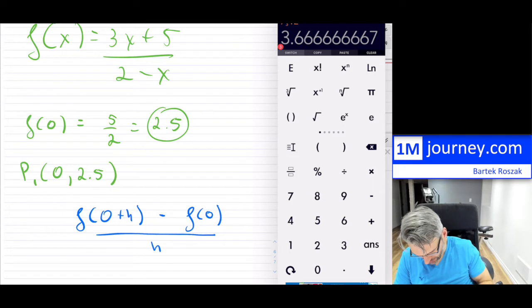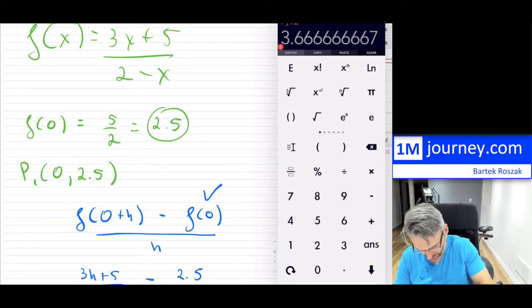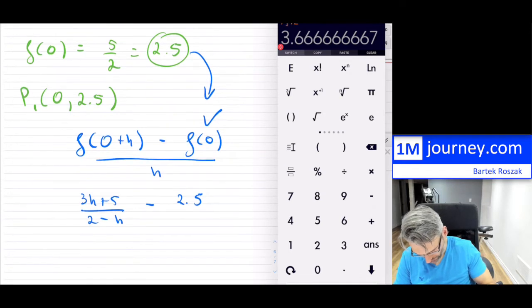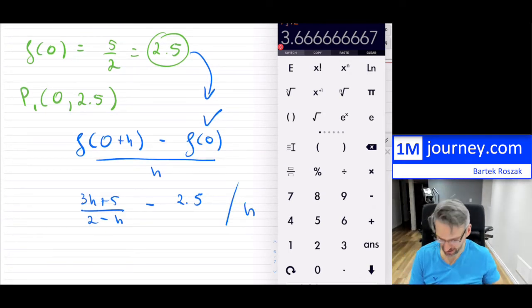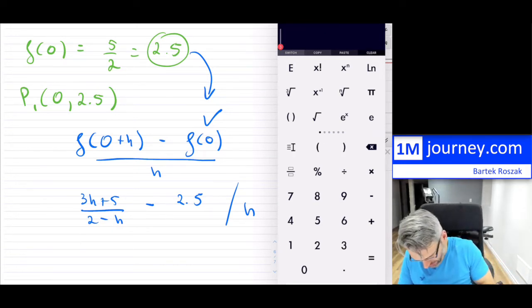So what is this? Hopefully it's a little bit easier. This is going to be 3h plus 5 all over 2 minus h, minus 2.5 because it's at 0, which we just found, right? So this whole thing over h. This time I'm going to simplify. This should be doable. All right, so let's take a look at what this gives us.